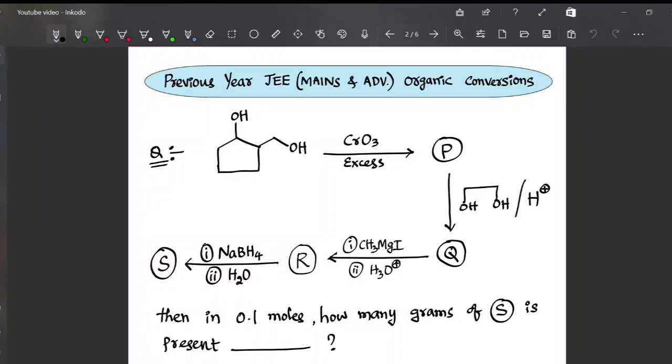So, in this video, I have come up with a beautiful organic conversion in which we have a dialcohol compound in which we have one primary alcoholic group and one secondary alcoholic group. And then that is reacted with chromic oxide, which is a strong oxidizing agent, taken in excess, which indicates that we need to oxidize both primary alcohol and also secondary alcohol.